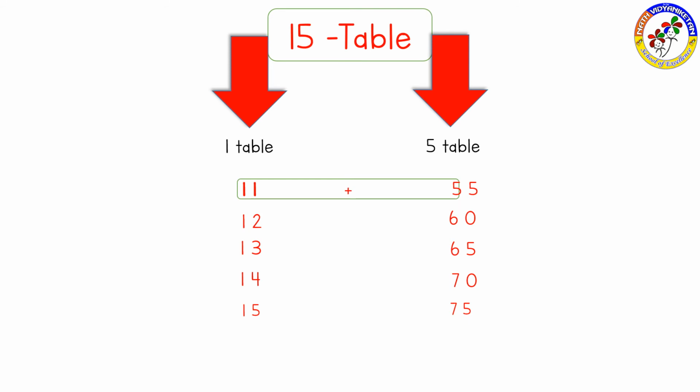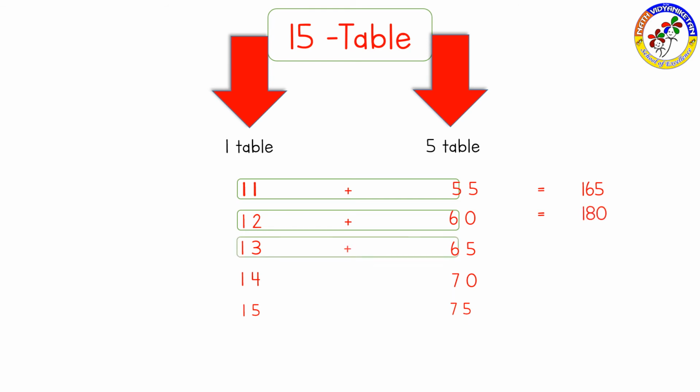So in the box, 11 plus 5. 11 plus 5 is 16 and write 5 as it is. So the answer is 165. Now 12 plus 6. 12 plus 6 is 18 and write 0 as it is. That is 180.